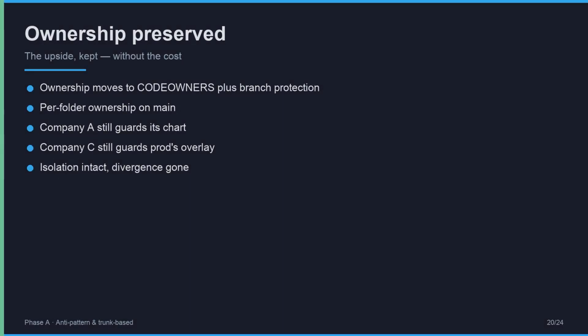And here is the payoff. We keep the upside, ownership isolation, but without the cost. Ownership moves to a file called CODEOWNERS, backed by branch protection. Ownership becomes per folder on main. Company A still guards its chart. Company C still guards prod's overlay. Nobody can change another tenant's corner without their review. The isolation is intact. The divergence is gone.